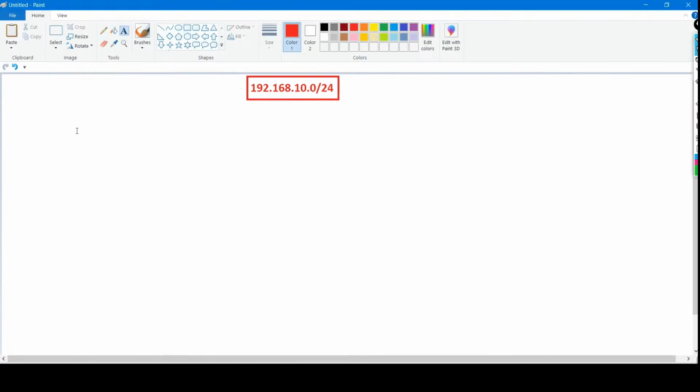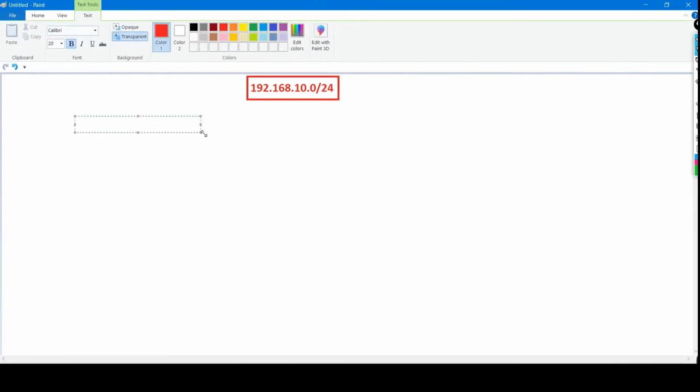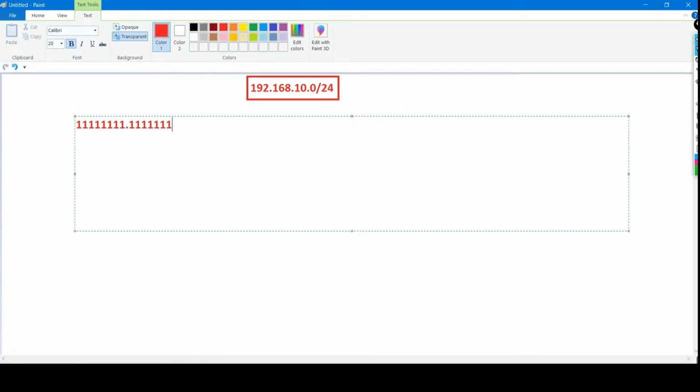This is the default subnet mask. The default subnet mask in binary is 11111111.11111111.11111111.00000000, and in decimal it is 255.255.255.0.